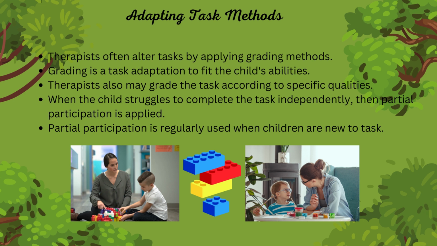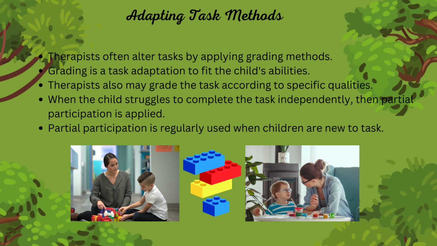Therapists also may grade the task according to specific qualities. For example, simple to complex. Like the best example is, start by cutting Play-Doh first, then go on to cutting paper, and so on. Task grading may include a gradual increase in the number of steps for which the child is responsive and more. For example, give 5 trials first for each task, and after this increase to 6, 7, 8, and so on.